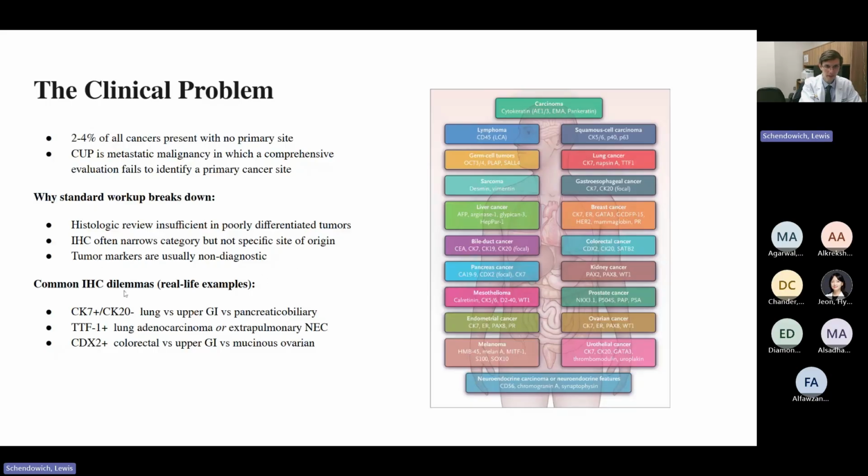Some common IHC dilemmas: if you have CK7 positive, CK20 negative, this can be lung versus upper GI versus pancreatic biliary cancer, as well as TTF1 positive, which can be extrapulmonary or actually lung-specific adenocarcinoma. On the right here, this is the New England Journal of Medicine and how they split up the specific IHC markers and tumor markers on pathology.